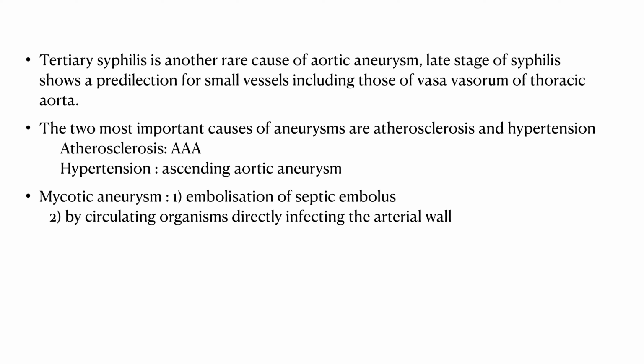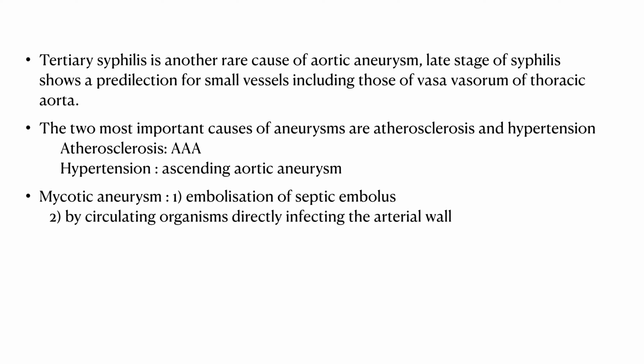The two most important causes of aneurysms are atherosclerosis and hypertension. Now, atherosclerosis is the most common etiology for abdominal aortic aneurysms, whereas hypertension is the most common etiology for ascending aortic aneurysms. Now there are other factors in play which cause aneurysm. These include vasculitis and trauma and infections. And the aneurysms which are caused by infections are called mycotic aneurysms.